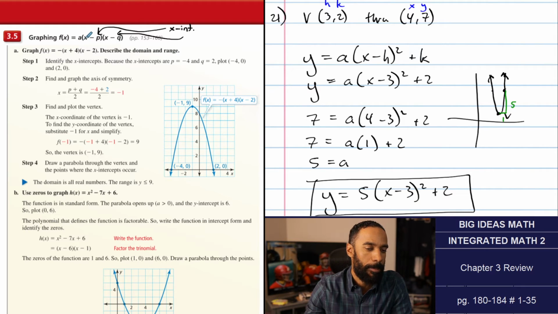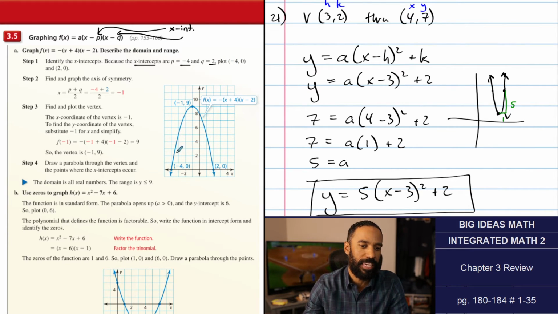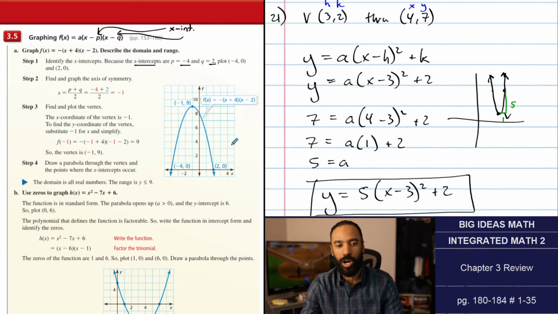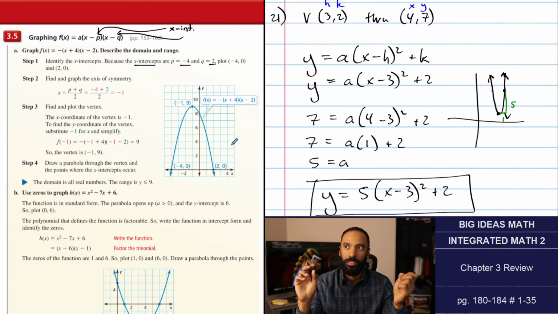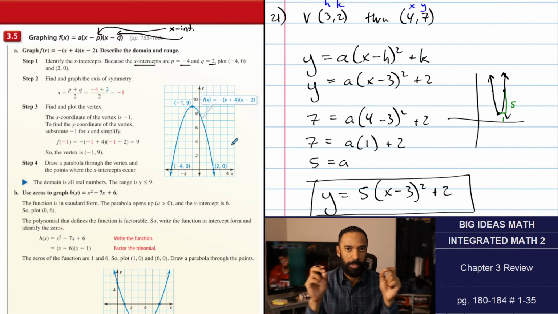x plus 4, opposite of the plus, that means we got negative 4 as a value. That's one of your x-intercepts. The other one, x minus 2, that means 2 is one of your x-intercepts. So we actually begin by plotting negative 4, 0, and 2, 0 on there, because these are the same distance from the axis of symmetry. x-intercepts are at the same height, so they're the same distance from the axis.